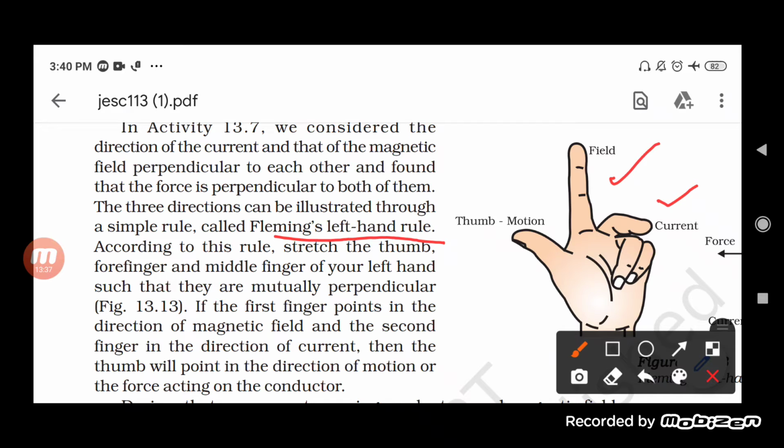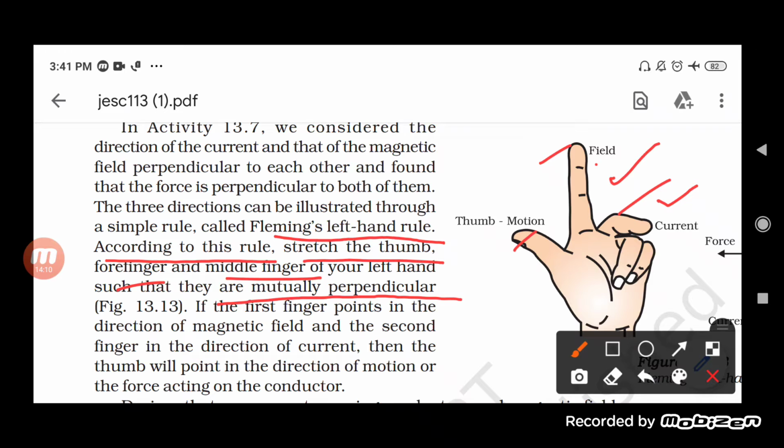What is Fleming's left hand rule, students? A very, very important rule, students. Remember that according to this rule, stretch the thumb, forefinger and middle finger of your left hand in such a way that they are mutually perpendicular to each other. You can see in this picture that this is the forefinger, this is the middle finger and this is the thumb. All three are perpendicular to each other.